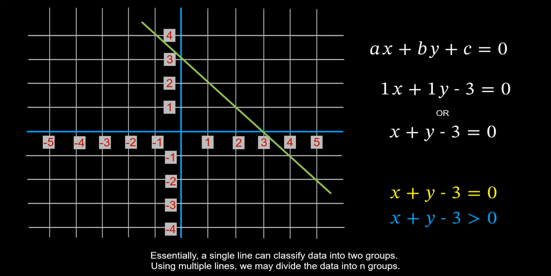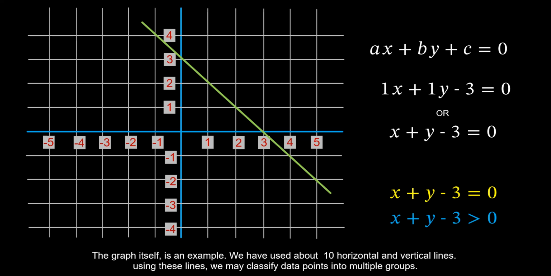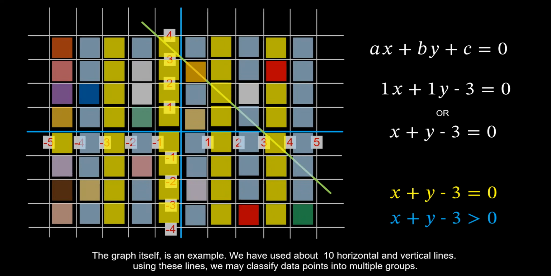Using multiple lines, we may divide the data into n groups. The graph itself is an example. We have used about 10 horizontal and vertical lines. Using these lines, we may classify data points into multiple groups.